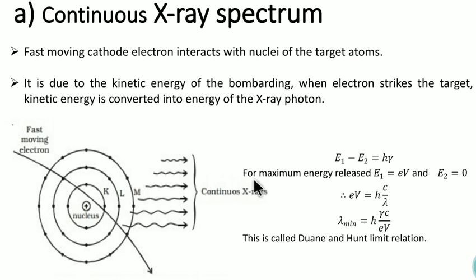There are two states for the continuous X-rays: a lower energy state and an excited state. The energy released is h nu. We can substitute and simplify these relations, and we get lambda minimum equal to this much. Now this relation is called the Duane-Hunt limit relation. This is a numerical point and is very important.